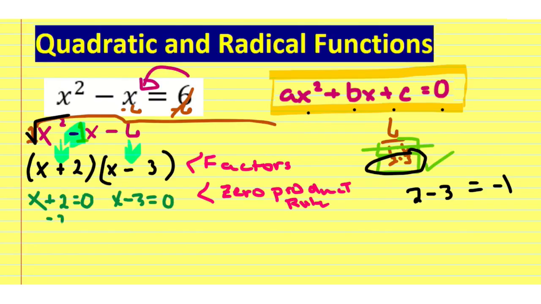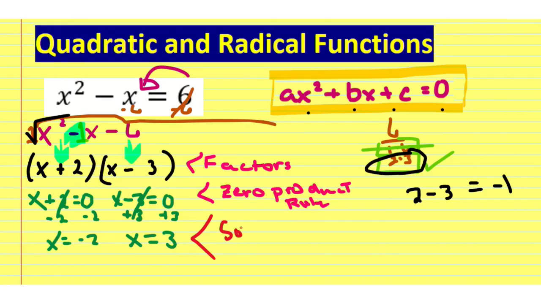So each one of them. So minus 2, these will cancel. So x is equal to negative 2. And then I'm going to do plus 3 and plus 3. Those will cancel. So x is going to be equal to 3. So these are my solutions.